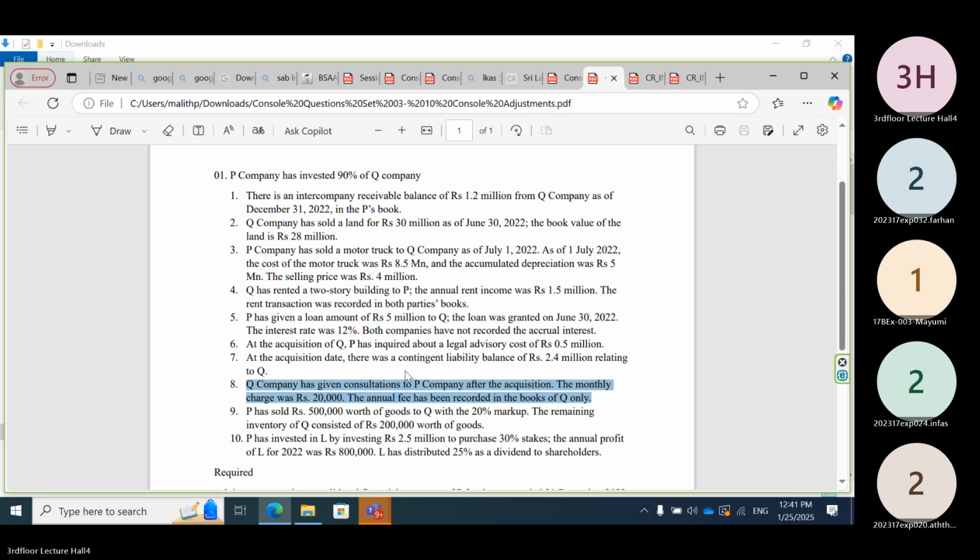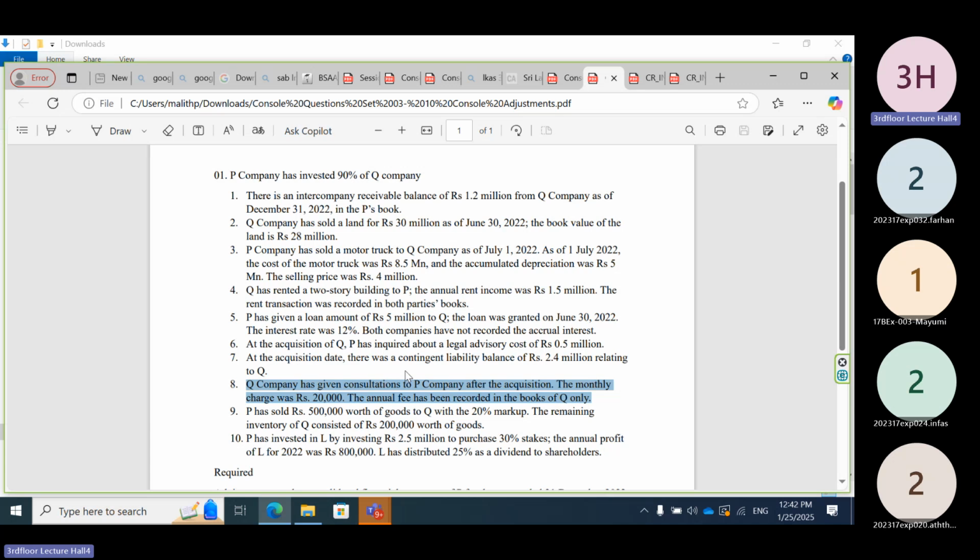Right? And if you are doing only the balance sheet, what you have to do? We need to credit the subsidiary retained earnings account.